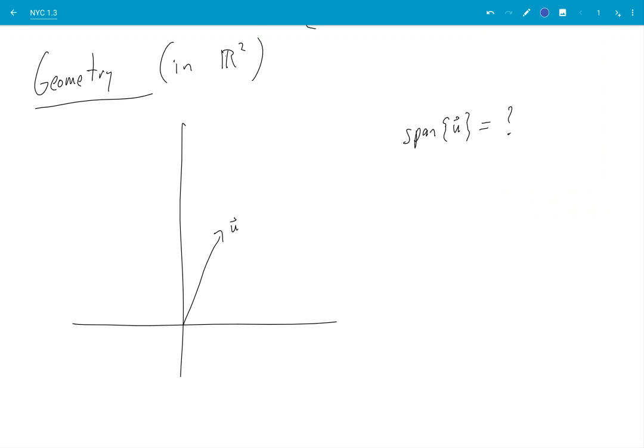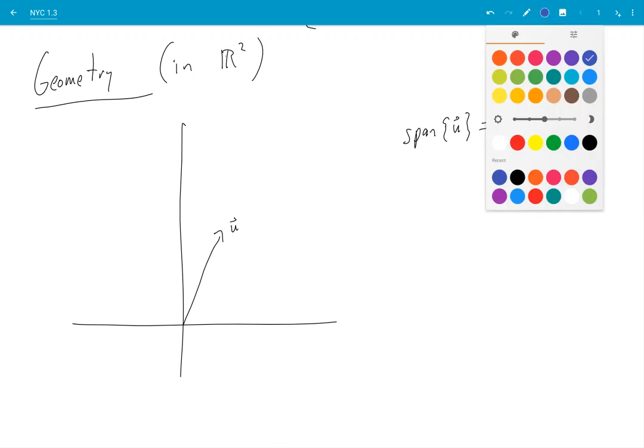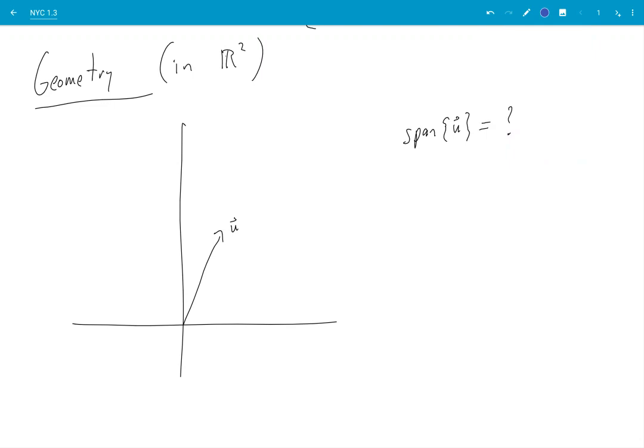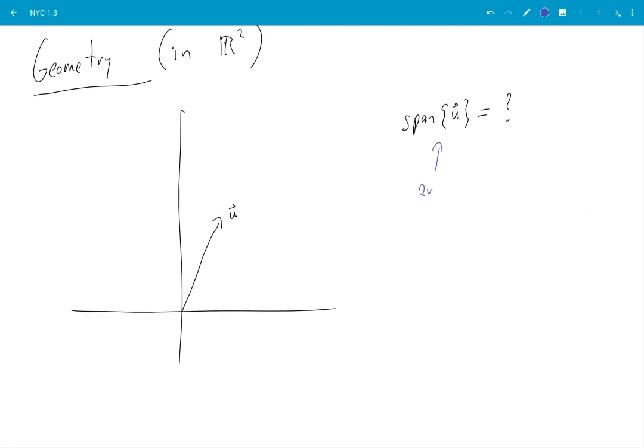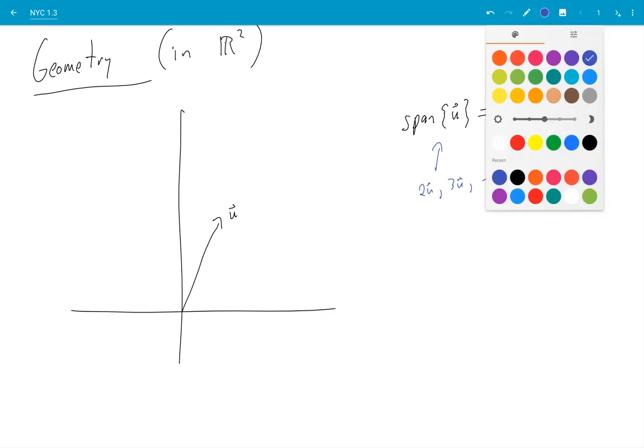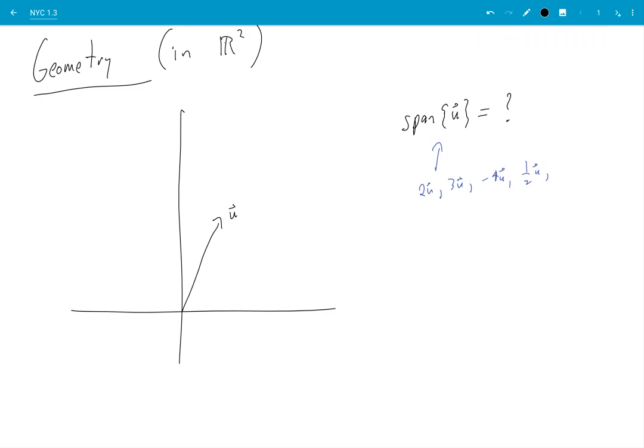span is the set of all linear combinations of u, just the vector u. So in here you have 2u, 3u, minus 4u, half u, and so on and so forth.